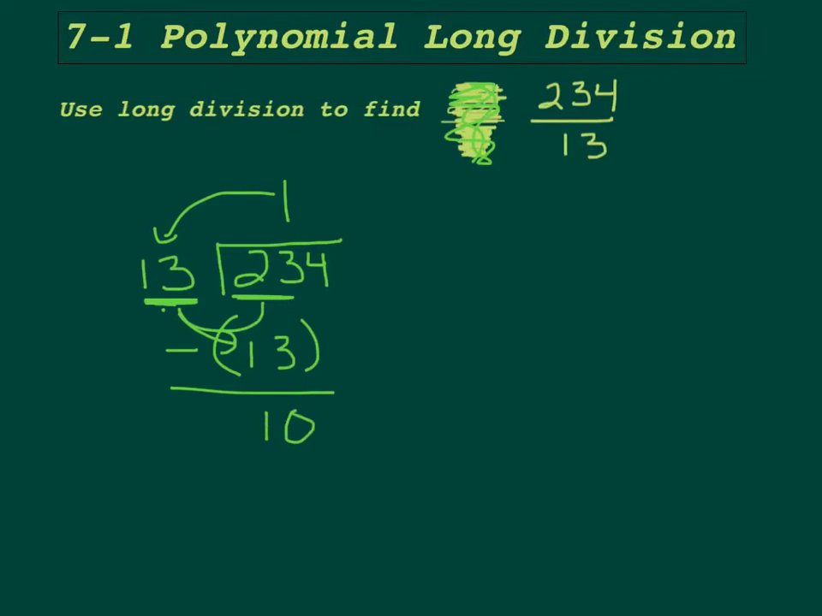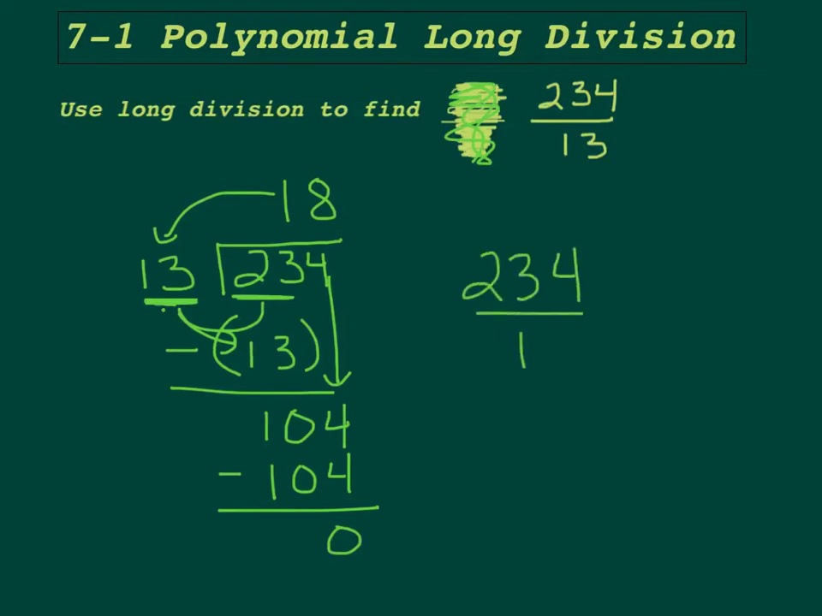And then you bring down the 4, and you say 13 goes into 104 how many times? It goes in there 8 times. So 8 here. Then you multiply 8 times 13, which is 104. And then you subtract, and we have nothing left. So we now know that 234 divided by 13 is equal to 18. Easy peasy, right?